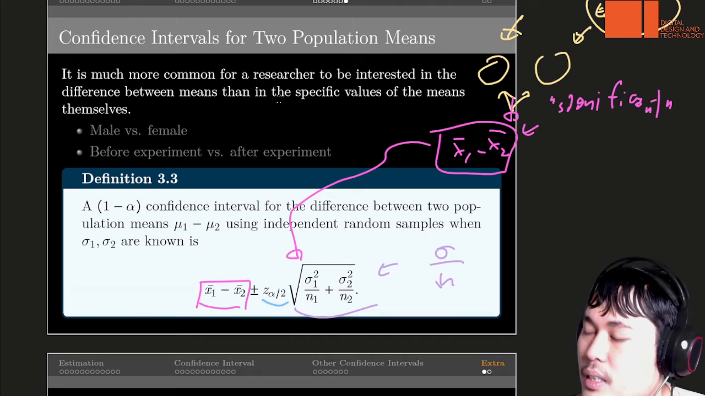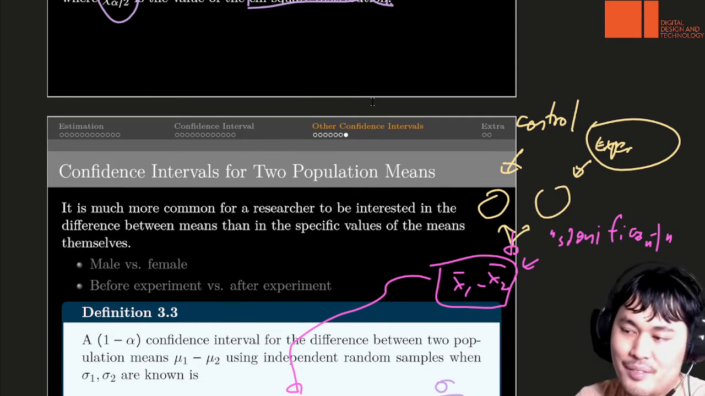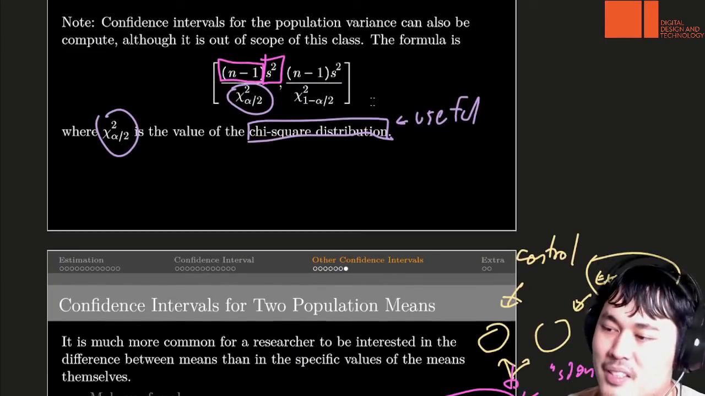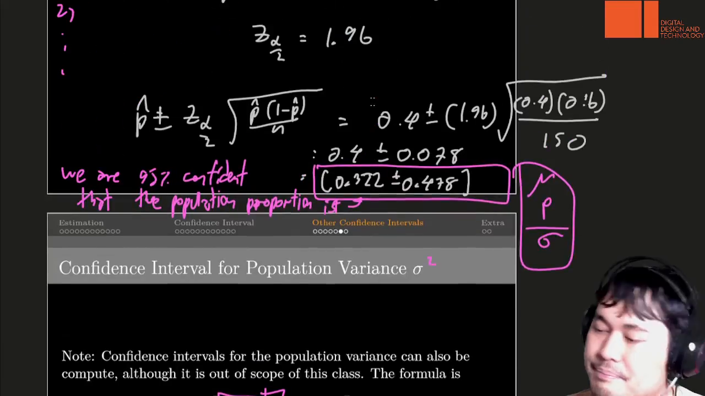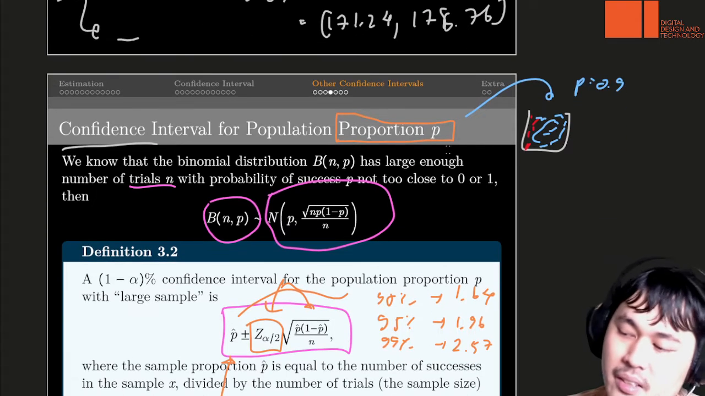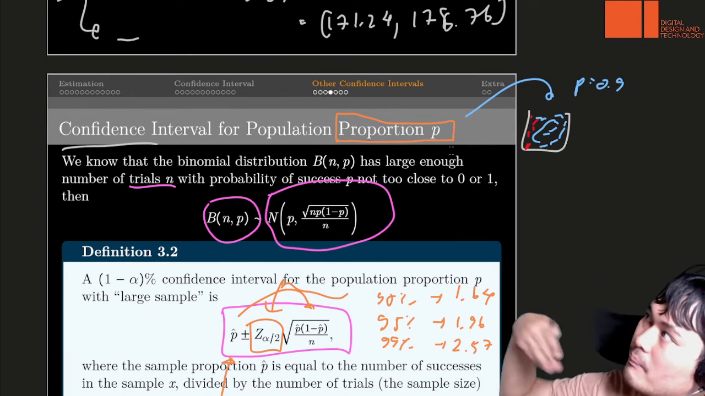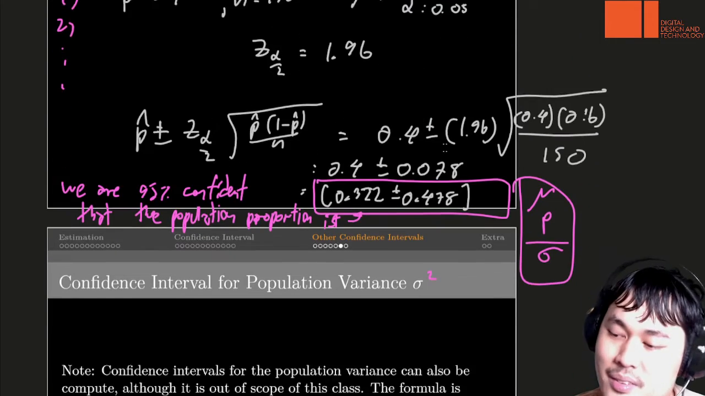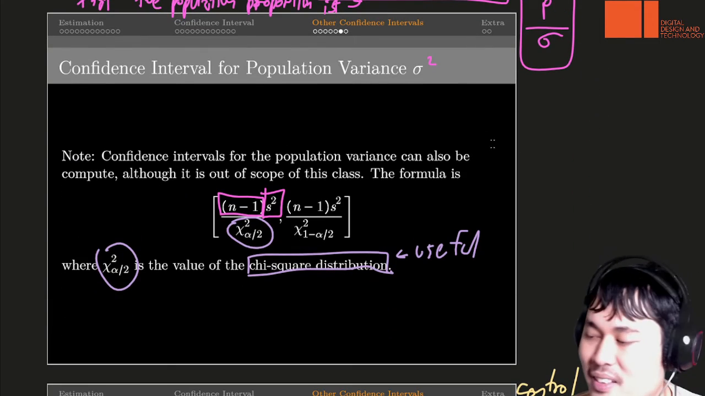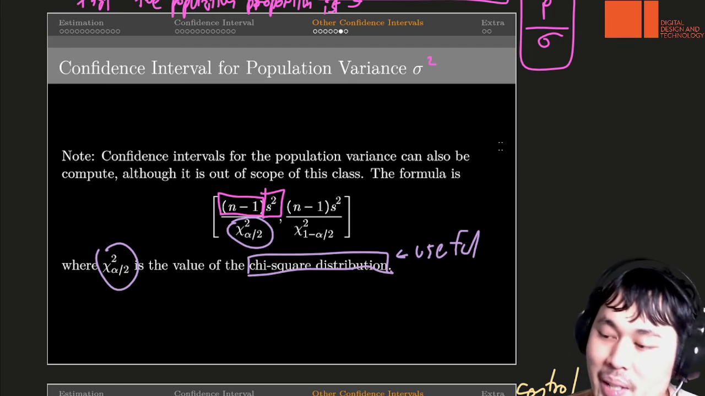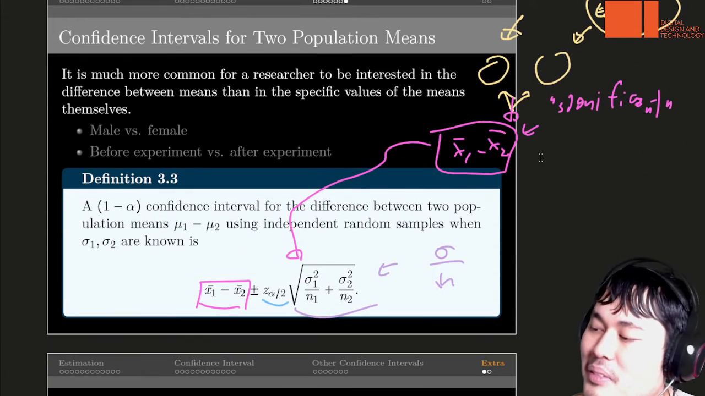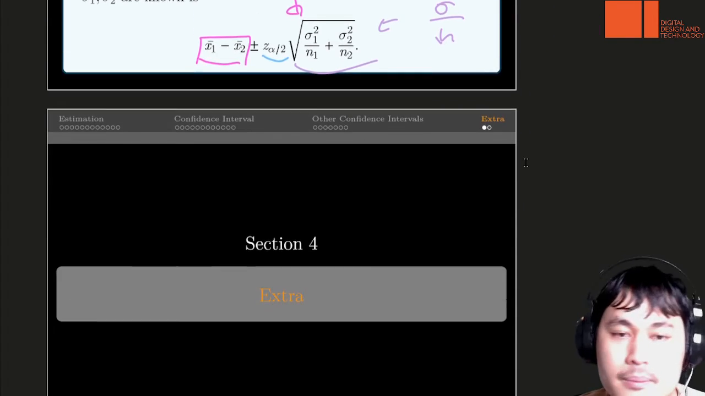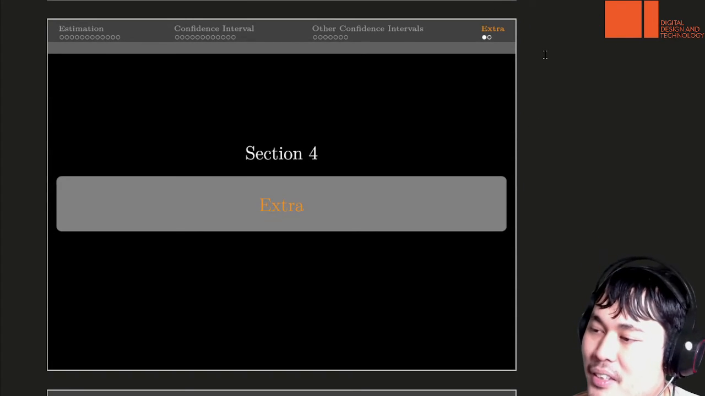Okay, so that's the end of the confidence intervals, right? I think there are 4 in this section, but the proportion is the most popular or most prevalent. Everything else, just take a look at them and see. Sometimes in the future we might need that, but not a lot. And there's an extra section.